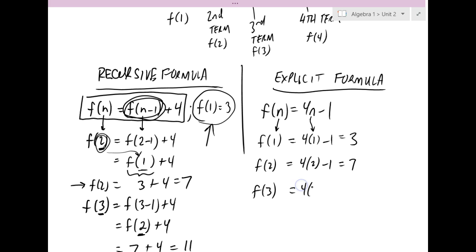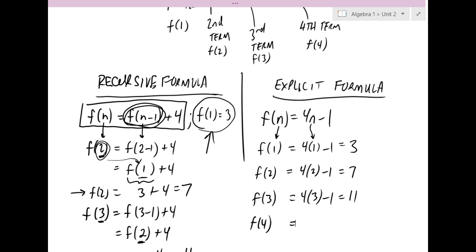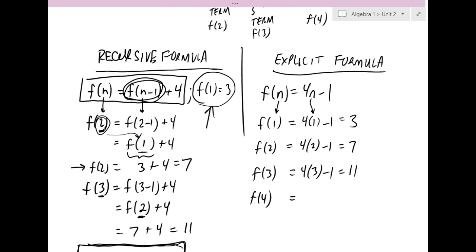$11. So we would do 4 times 3 minus 1. That's 12 minus 1 is 11. And Corbin, what would f of 4 be? It would be 15. 15 is right. So we have 4 times 4 minus 1.